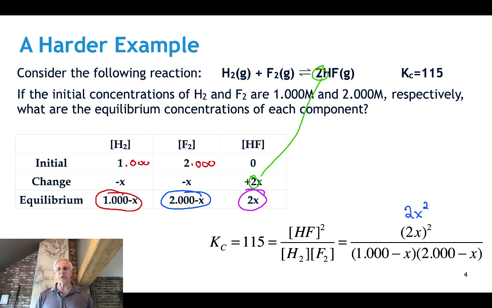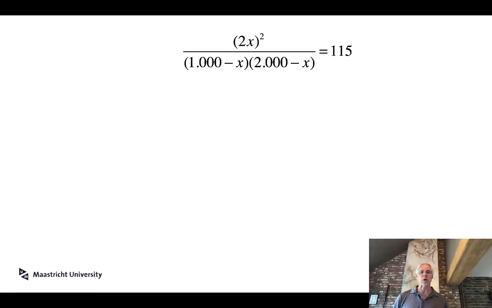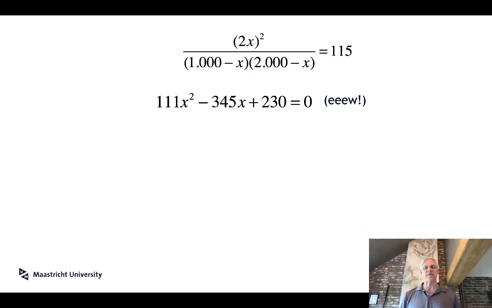And you don't want to do that, okay, because then you won't square that 2, and that 2 has to be squared. It's part of that value, okay? So we don't want to do that. We want to put the quantity of 2X and square it. And then we have 1 minus X times 2 minus X. We'll move that to the next slide here. So we have (2X) squared over (1 minus X) times (2 minus X) is equal to 115.